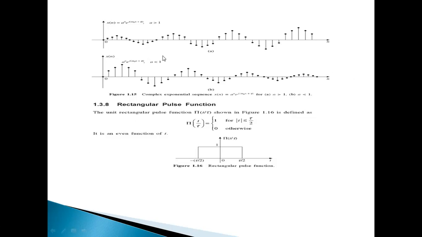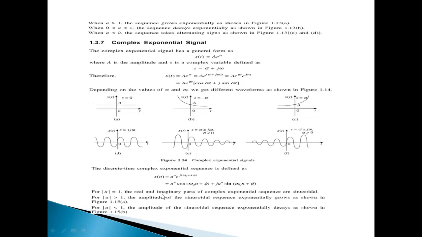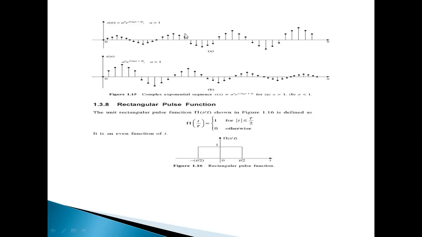Okay, this is for a less than 1 and this for a greater than 1, and a equal to 1 means simply it is a sinusoidal signal only. But I represented it here as a discrete function. Okay, here also the curve. Time is only discrete, but amplitude is continuous.